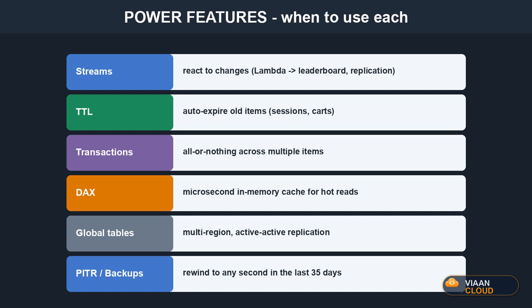DynamoDB has a handful of power features worth knowing by name. Streams emit every change so a Lambda can react, perfect for leaderboards or replication. TTL auto-expires old items, great for sessions or shopping carts. Transactions give you all or nothing writes across multiple items. DAX is a microsecond in-memory cache for red-hot reads. Global tables replicate across regions, active-active. And point-in-time recovery lets you rewind the whole table to any second in the last 35 days. You won't need all of them at once, just reach for the right one when the moment comes.